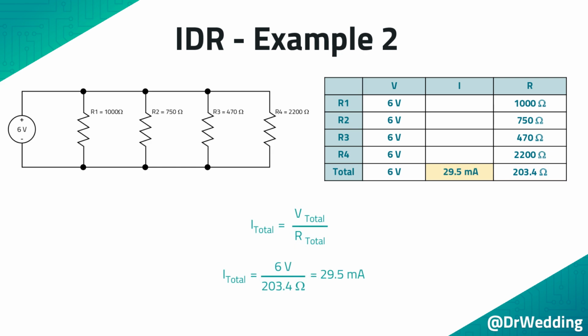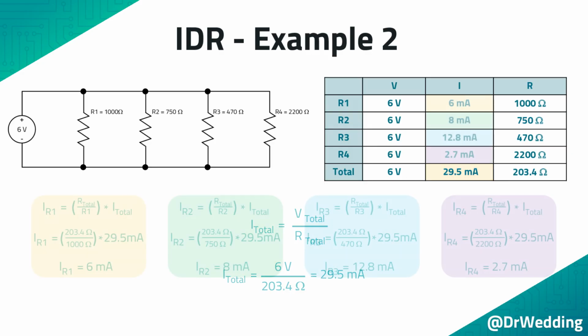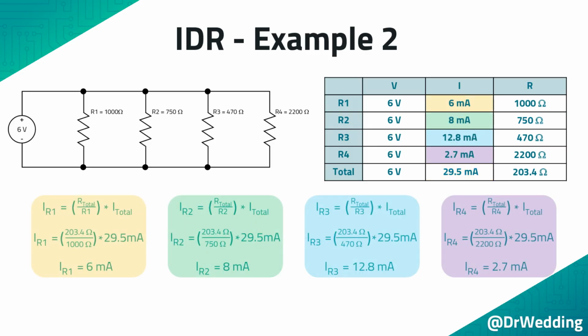To use the current divider rule, you also need the total current. Using Ohm's law, the total voltage, and the total resistance, you can calculate the total current. Finally, you can use the current divider rule 4 times in a row to get the currents through each of the resistors. And as it should be, the sum of the branch currents is equal to the total current.